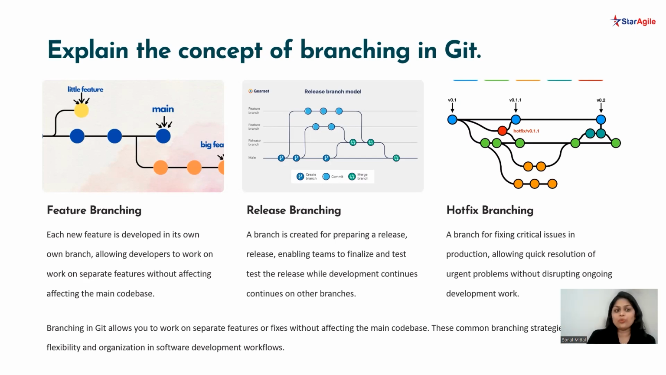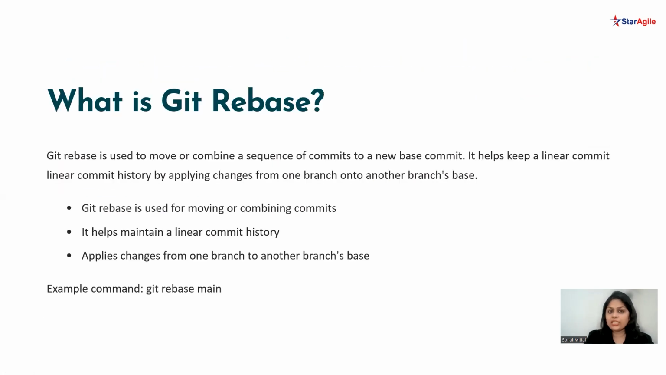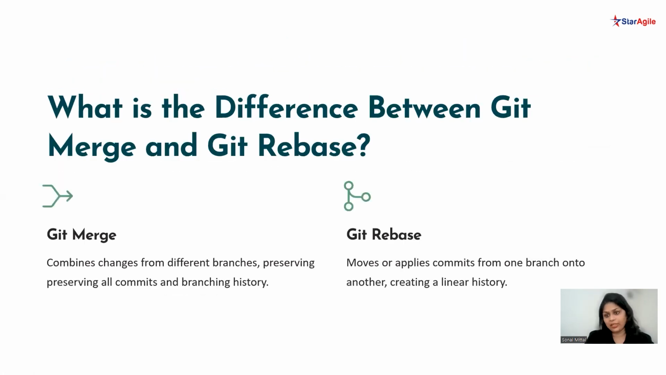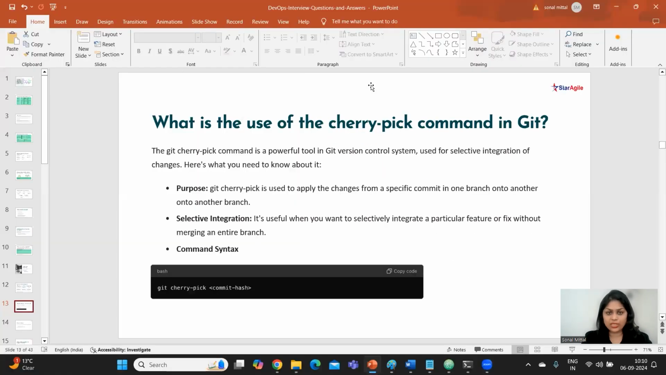So before we see what the different types of branches are and how you merge the branches in Git, I will explain to you how to create a branch. The next questions are the cherry-pick command, rebasing, and merging versus rebasing. I'll cover all of these questions as part of the demo that I'm going to show you. First, let us see what is branching.